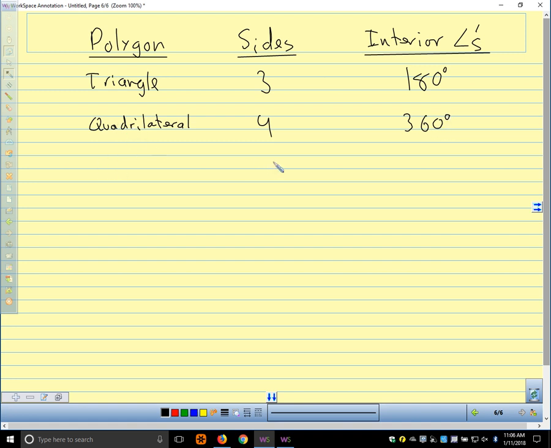What's the next one? 5 sides. What's it called? Pentagon. And all the angles add up to 540. And remember, we're going up by 180 each time, so you can figure it out that way. The next one, hexagon. 6 sides and interior angles, 720.